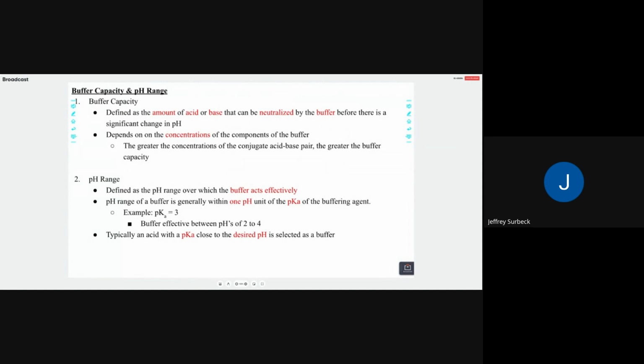Now, the top point here is buffer capacity. Two things really drive it.